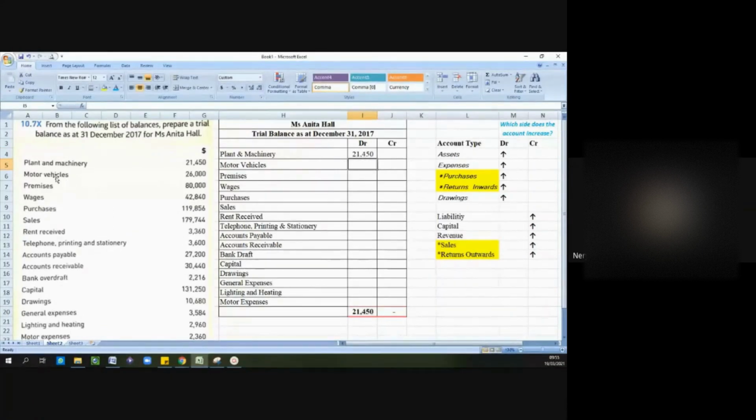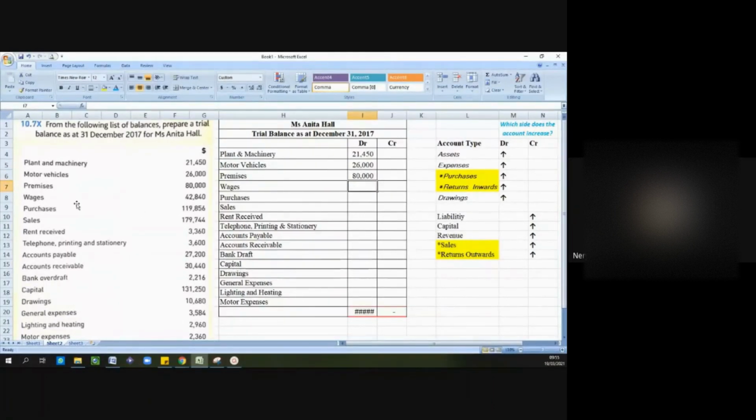If we look at motor vehicles, it is also an asset account. Where do asset accounts increase? On the debit side. That means that the balance brought down normally would be on the debit side. So I'm going to record that balance of $6,000. Premises, it's the same, okay? It's an asset account, so I'm just going to go ahead and record that balance on the debit side.